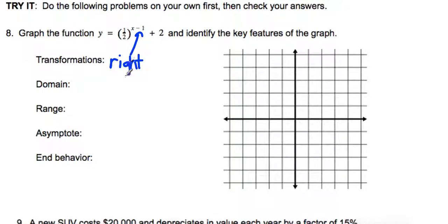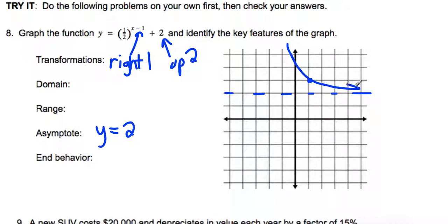So transformations. This is going to move right 1 and up 2. So we're going to take that point (0, 1) and move it right 1 and up 2. There it is. We're going to take our asymptote, which was y equals 0, and move it up 2. So our new asymptote is y equals 2. And remember, this is a decay function, so it's going to look like this. Our domain is all real numbers, and our range is greater than 2.